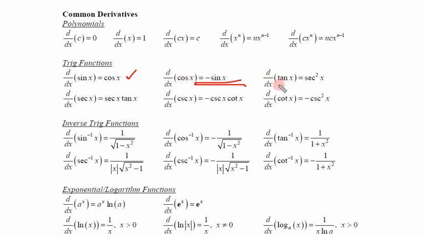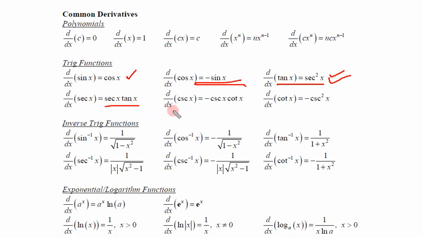What is differentiation of tan x? Differentiation of tan x is sec square x. So these are the trigonometric functions that we need. Now what is the differentiation of sec x? It is sec x tan x.